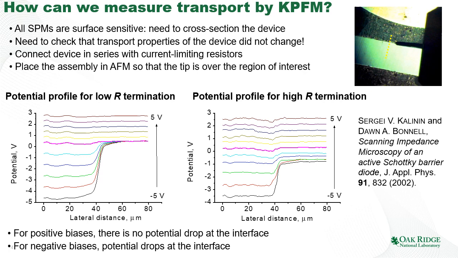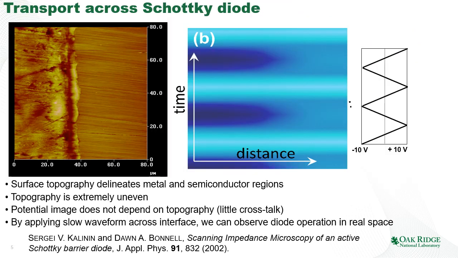But in this case, when I apply zero voltage and lower, I still see no potential drop on the interface, and you can see that it develops much slower. So I start to see appreciable potential drops only for much more negative potential values. So what goes on? Okay, let's do it in a little bit more systematic fashion.